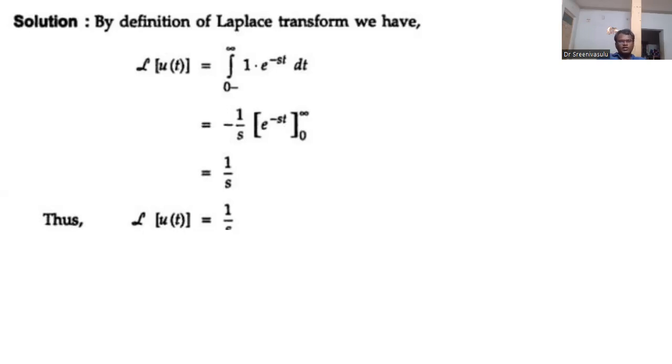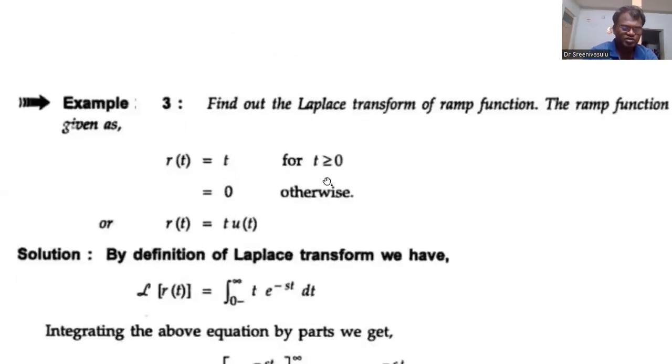Now, the entire right-sided region, you need to shade that one. It is going to be the ROC here. So it is anyway, u of t is a right-sided signal, so we are going to get the ROC also on the right side. So it is about the Laplace transform of u of t is 1 by s.